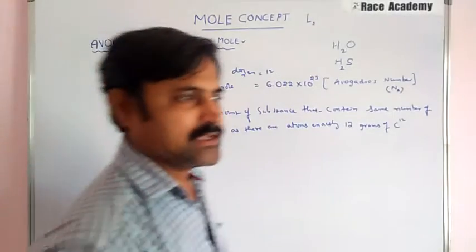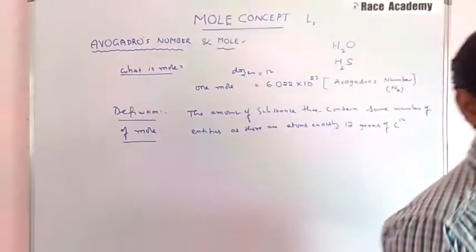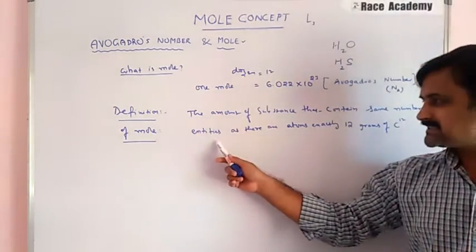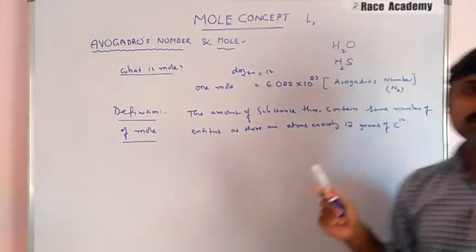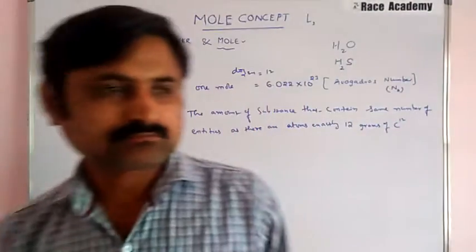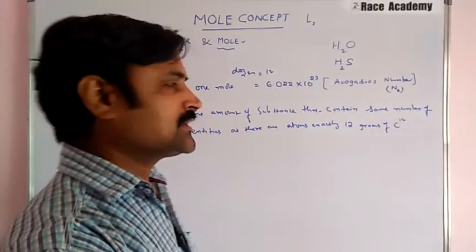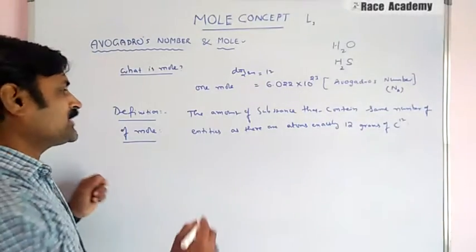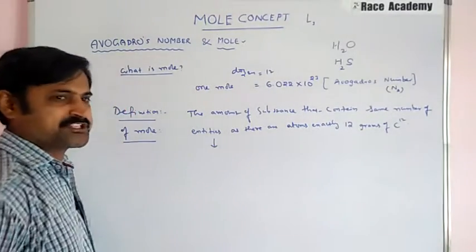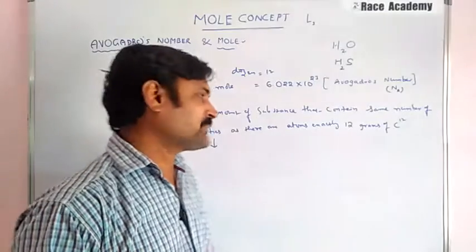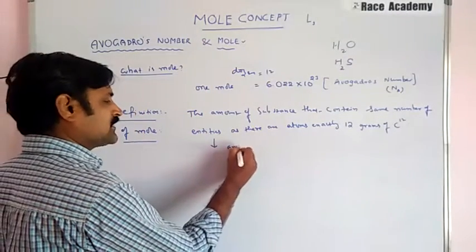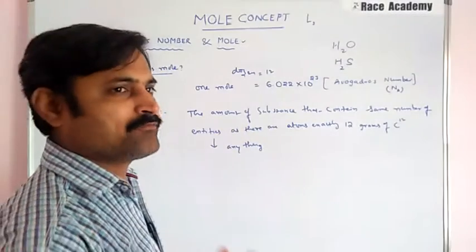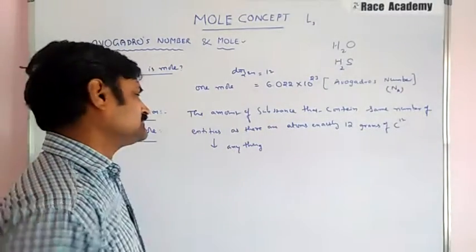Once again I will repeat, what is the definition of mole? The amount of substance that contains the same number of entities as there are atoms in exactly 12 grams of carbon-12. So this is the most important thing to remember. You are talking about entity in this definition. What is the meaning of this? Entity may be anything.